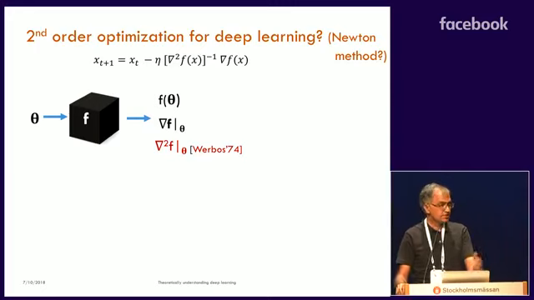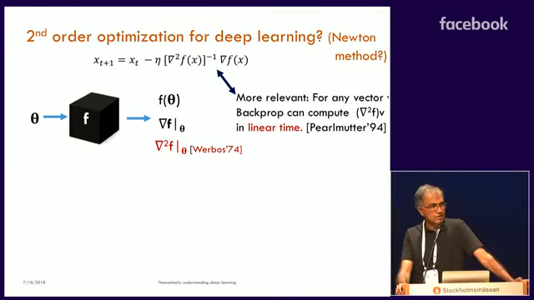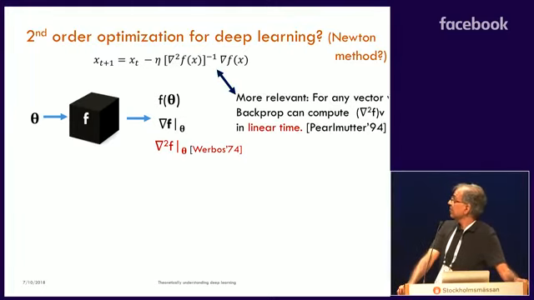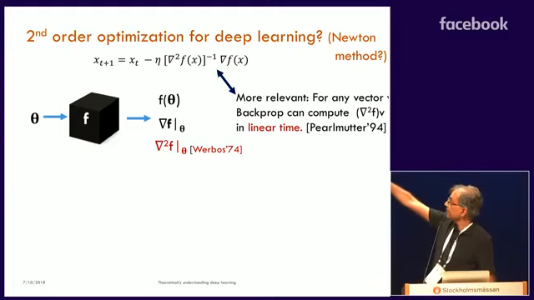So actually, in this black box, you can add the second derivative as well. And actually more relevant for this, since we're interested in linear time computations because deep nets are so large, it turns out Pearlmutter showed in '94 that for any vector v, backpropping can compute this matrix, the Hessian times the vector, this matrix-vector product, in linear time. So that's a very nice result, and that's going to be useful here.